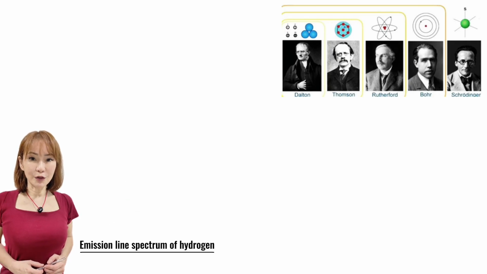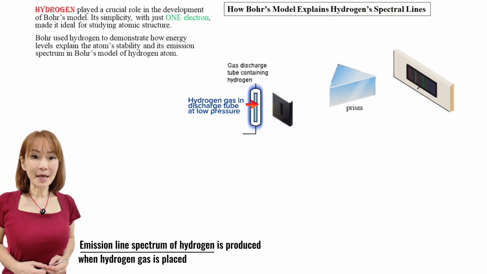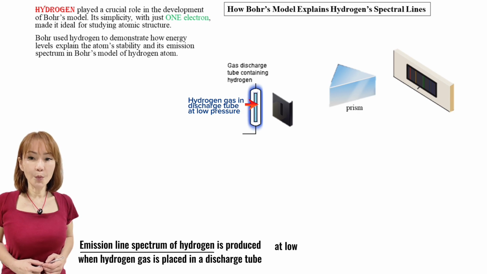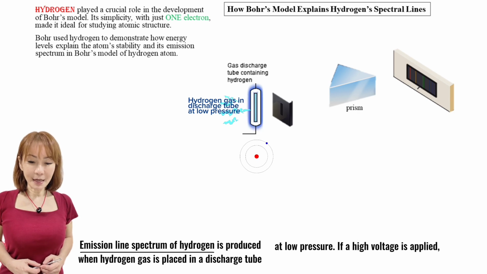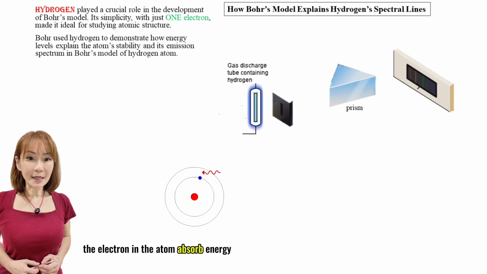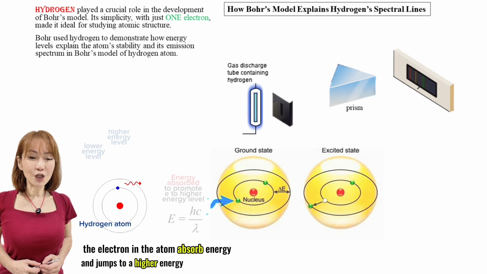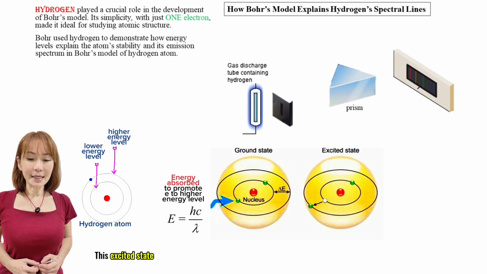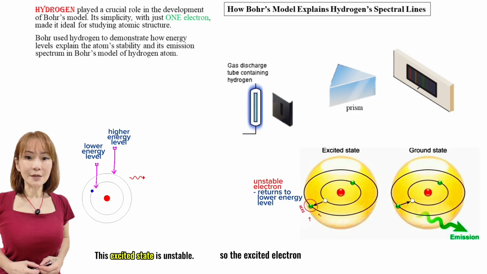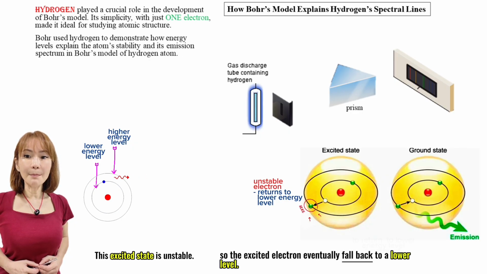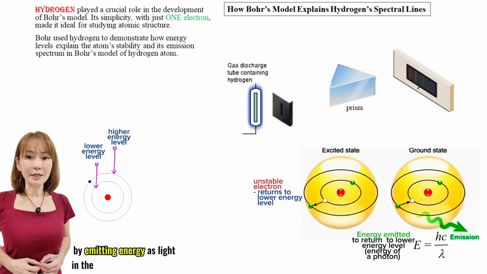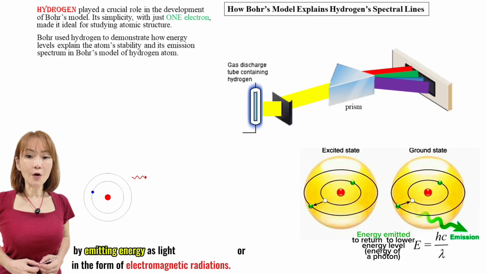The emission light spectrum of hydrogen is produced when hydrogen gas is placed in a discharge tube at low pressure. If a high voltage is applied, the electron in the atom absorbs energy and jumps to a higher energy level. This excited state is unstable, so the excited electron eventually falls back to a lower level by emitting energy as light in the form of electromagnetic radiation, or a photon.